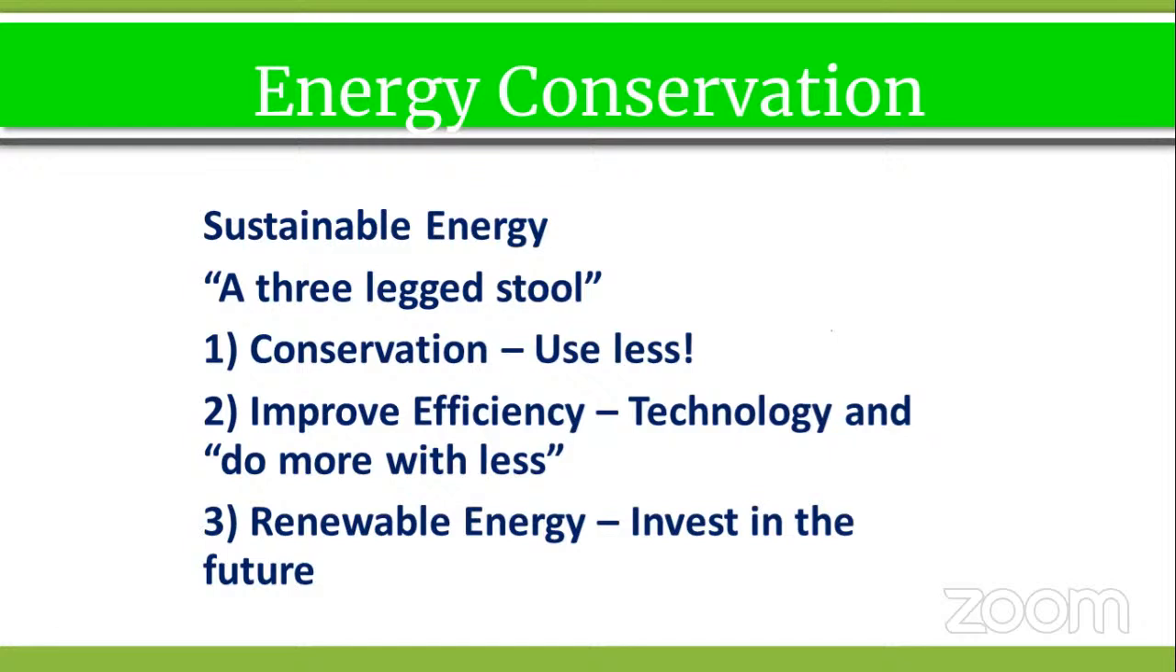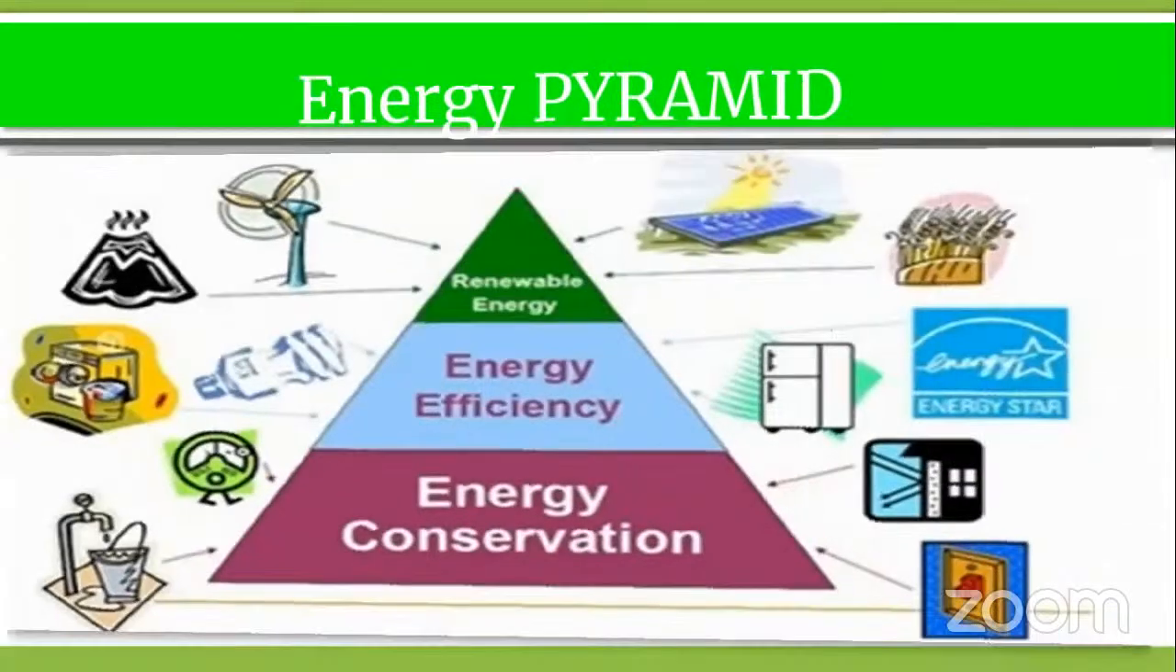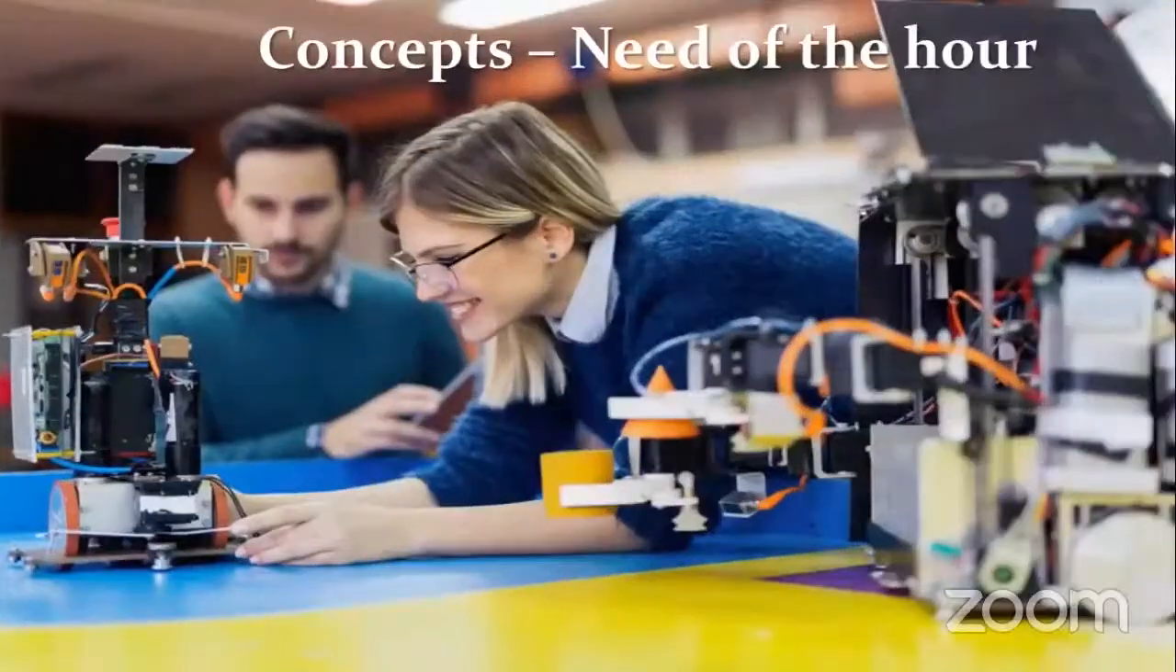That means when it comes to solar power, wind power, or the most common forms of biogas or gobar gas, all these are going to be renewable categories. So we need to invest in them, at least in the future. So we understand this energy pyramid. So, need of the heart.